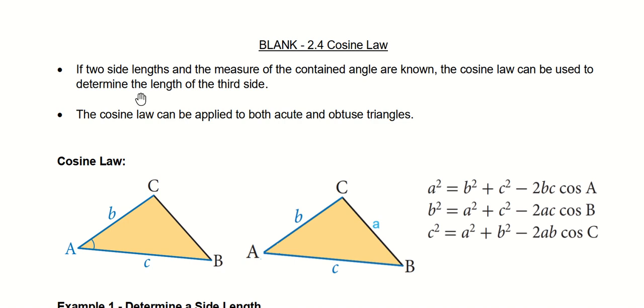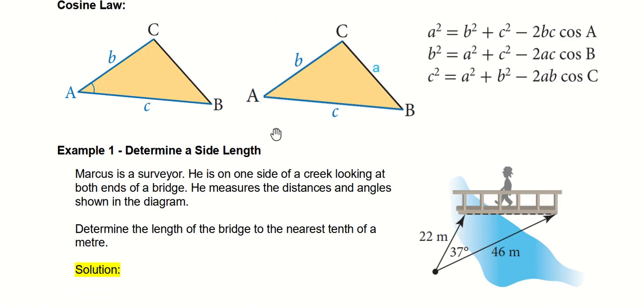Actually, you know what? Let's read the definition. It says here, if two sides and the measure of the contained angle are known, cosine law can be used to determine the length of the third side. Yeah, it's true. Also, if you have all sides, then you can find the angle. The cosine law can be applied to both acute and obtuse triangles. It can be applied to any triangle, really.